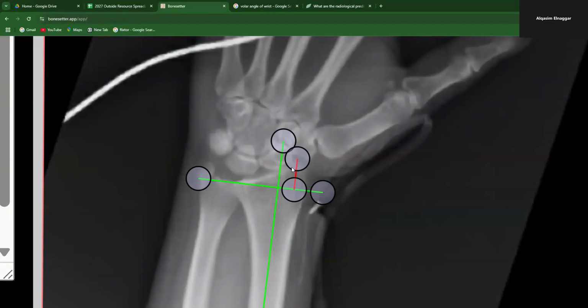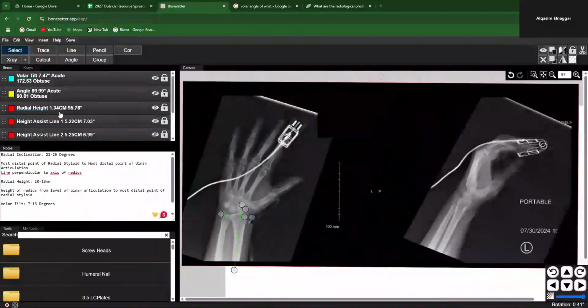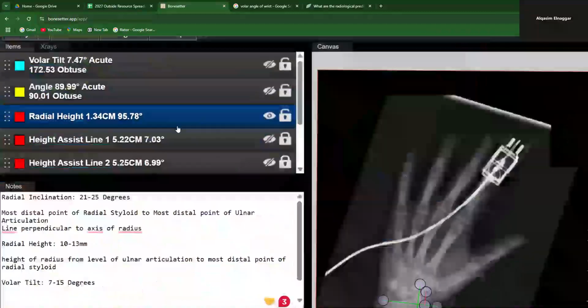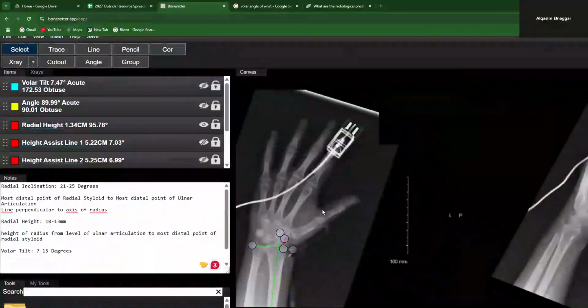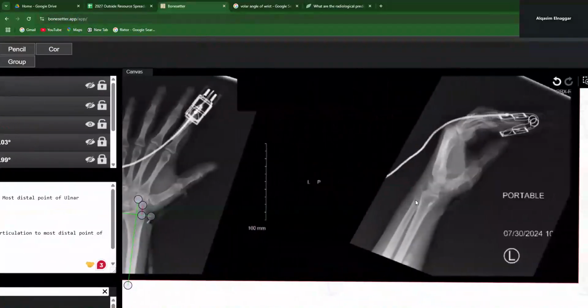A decrease in radial height is often due to fractures or deformities and can result in instability or limited wrist motion. Here we see that this radial height is 1.34 centimeters, and that's just about over the normal range of 10 to 13 millimeters. But now we're going to move on to volar tilt.